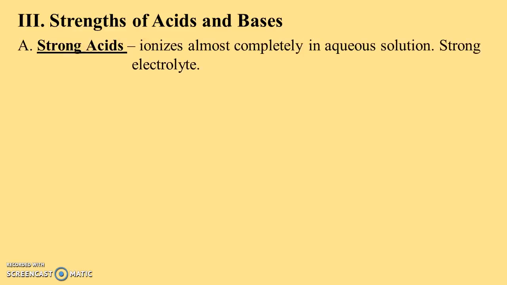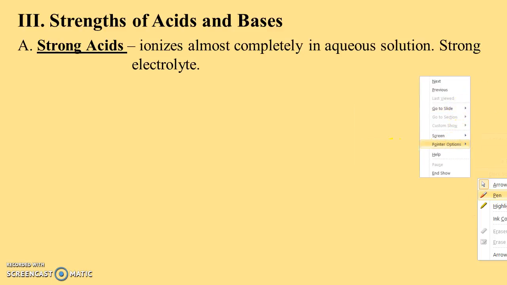A strong acid is defined as one that ionizes almost completely in aqueous solutions. It's a strong electrolyte, which means it would conduct electricity very well. By ionize, it means when you dissolve it in water, those ions break apart. So it's made up of ions.